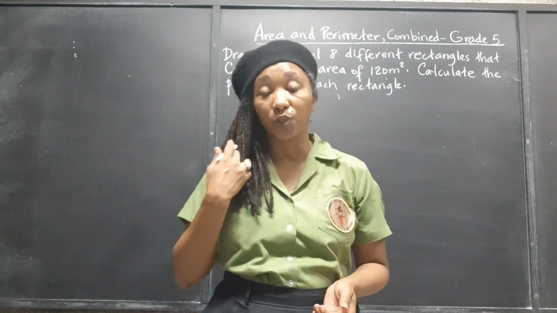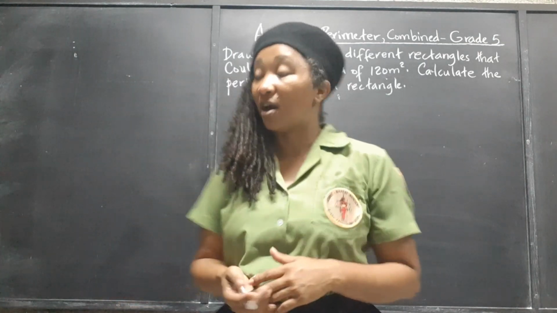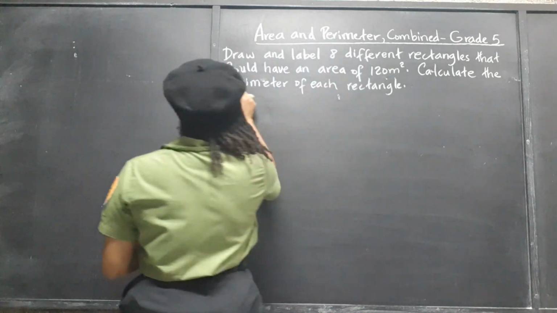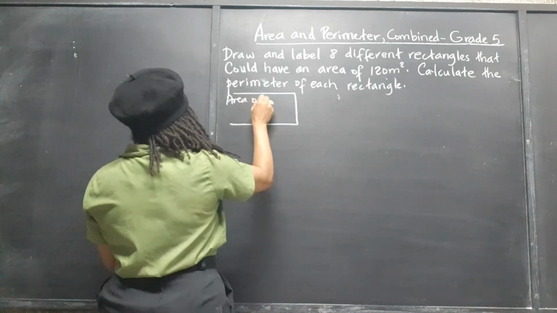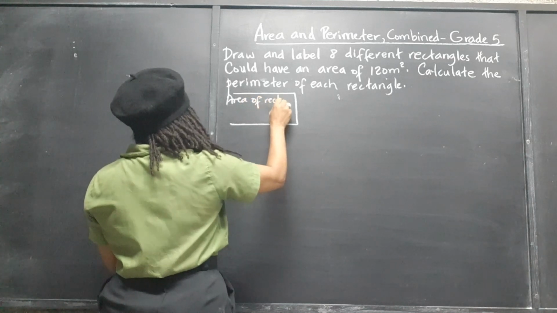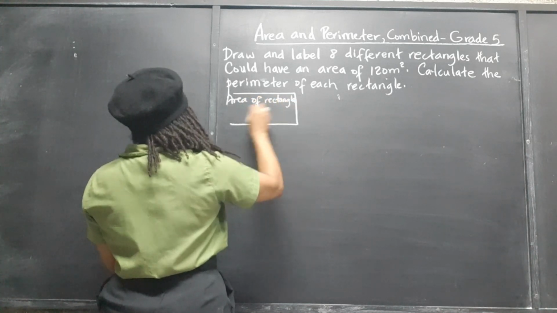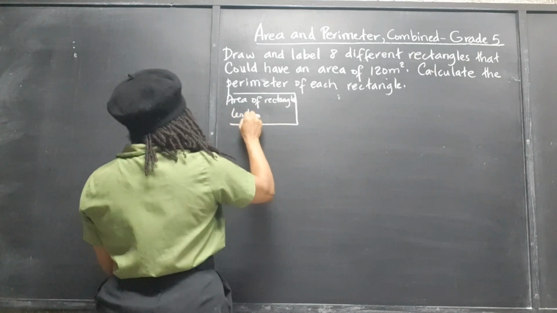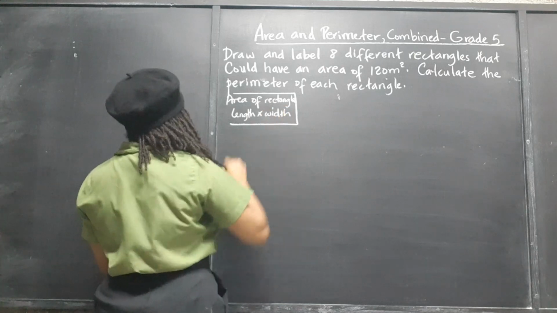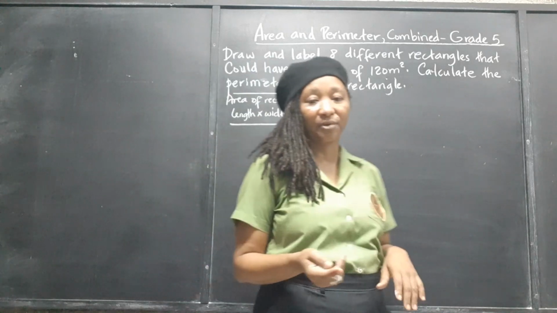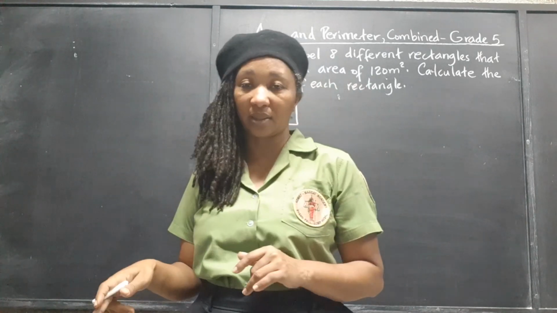How will we go about doing that? Now the area of a rectangle, so let's write that so we don't forget. Area of rectangle, that's length times width. Okay? The area of a rectangle is the length times the width.